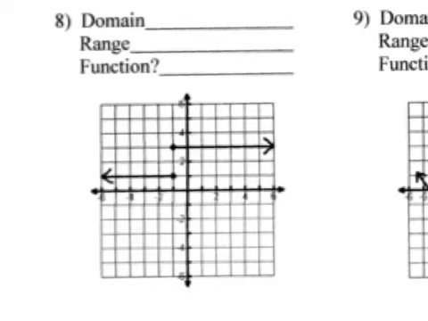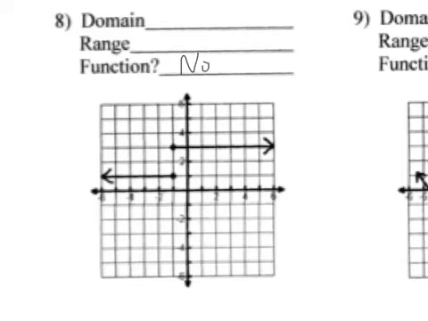Okay, and example number 8, first thing I want to do is decide, is it a function or not? So I will do the vertical line test. And looks good so far. I get to this point, and it looks like it goes through 2 different points. So is it a function? No. Does not pass the vertical line test.